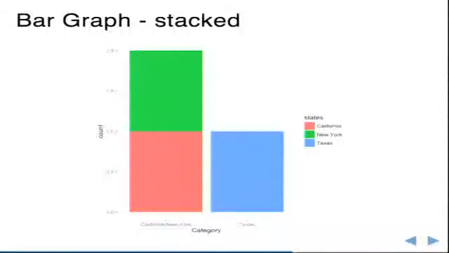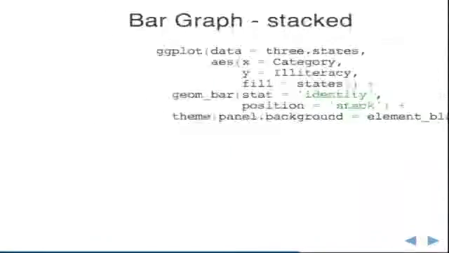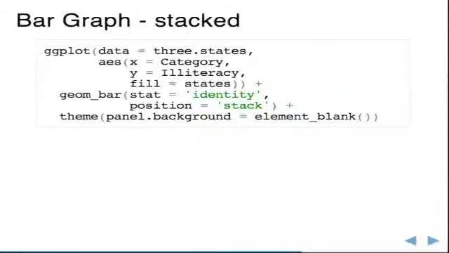Well, we already know that there's two states in the first category, California and New York, and one state in the second category, Texas. So, this just tells us that there are three states in our entire data set. So let's put a variable on the y-axis to make things a little bit more interesting. Let's put illiteracy on the y-axis. So I want to see what illiteracy rate, the percentage of the population that is illiterate, I want to see how that compares between the two categories.